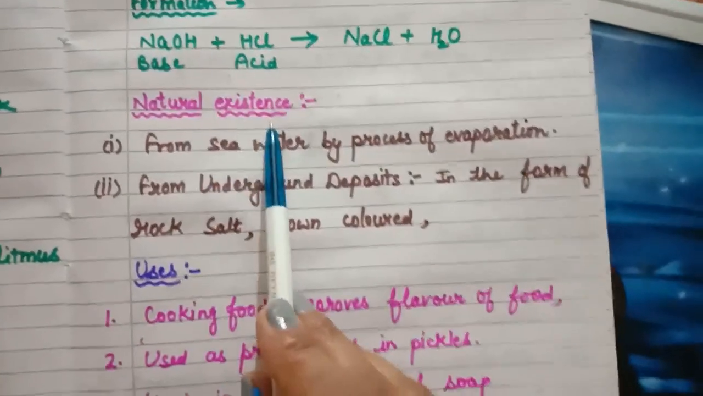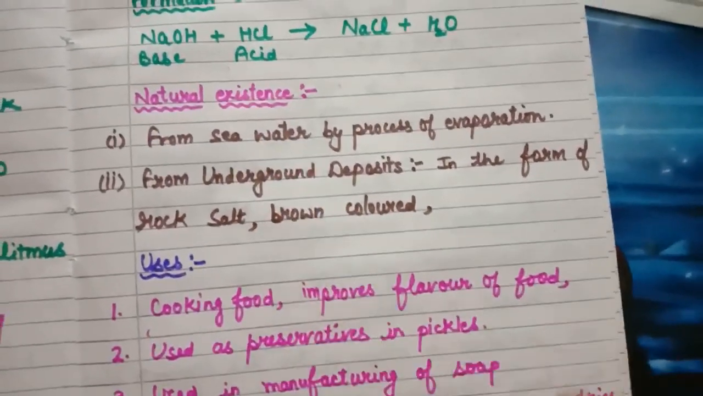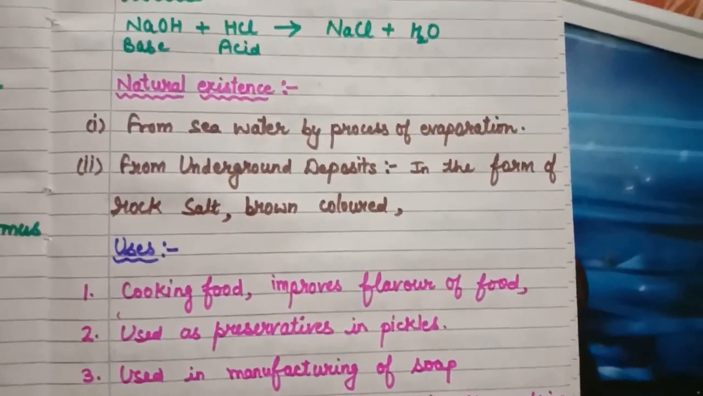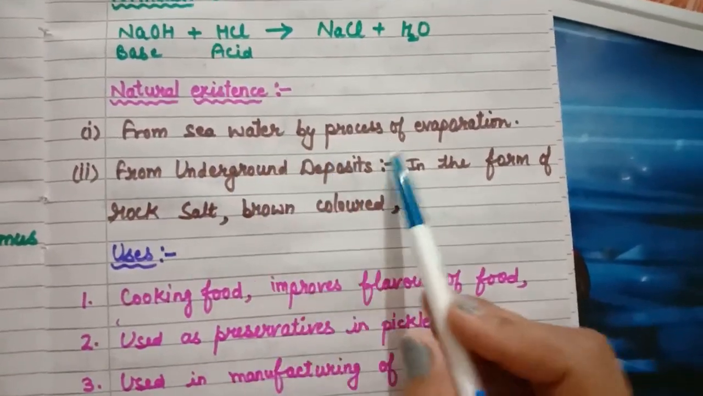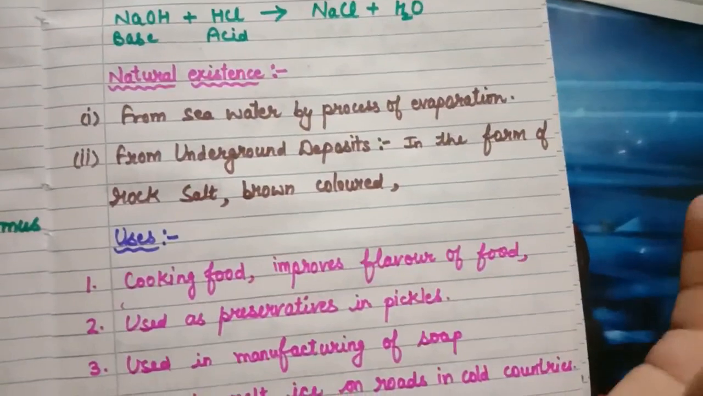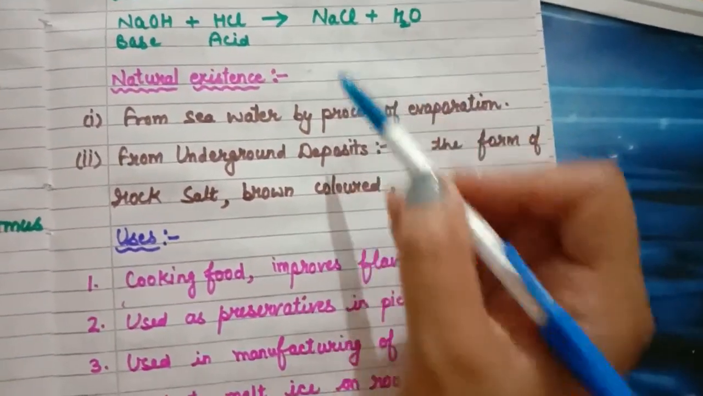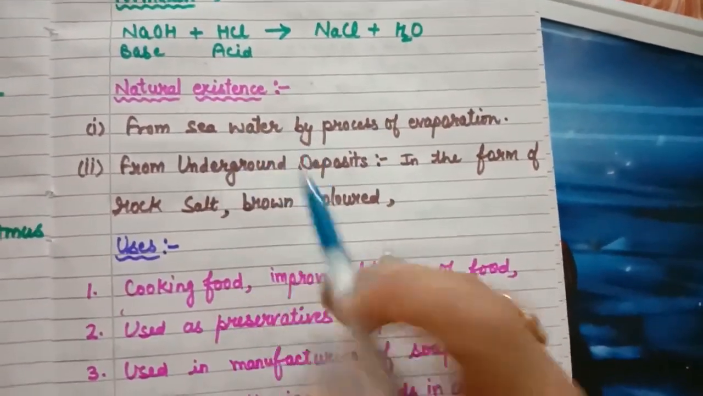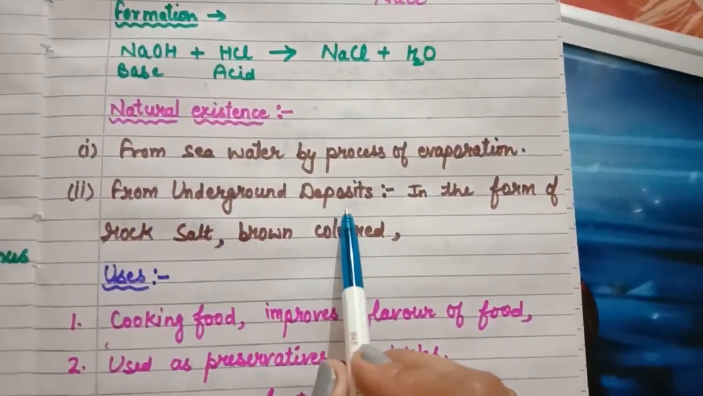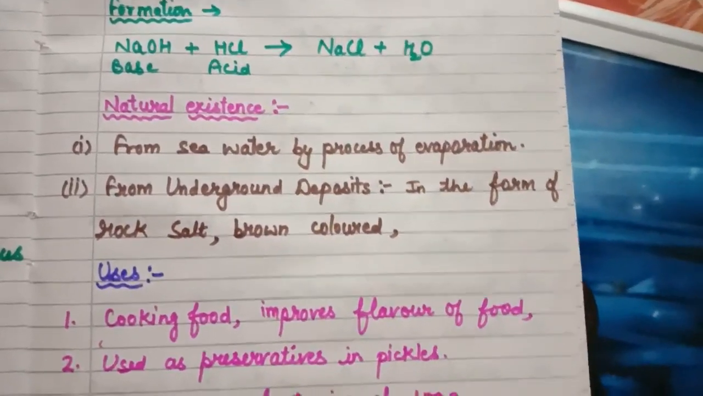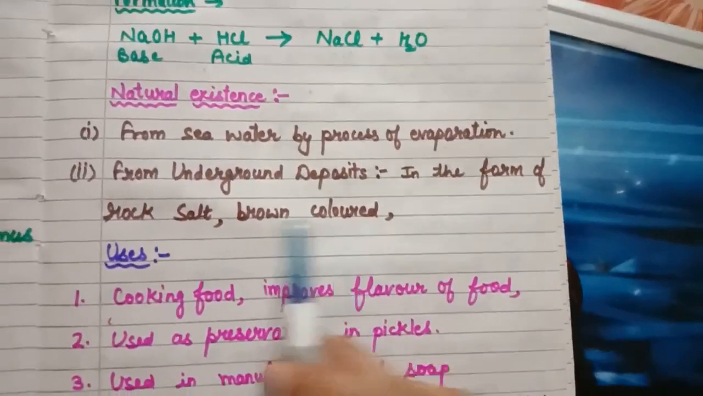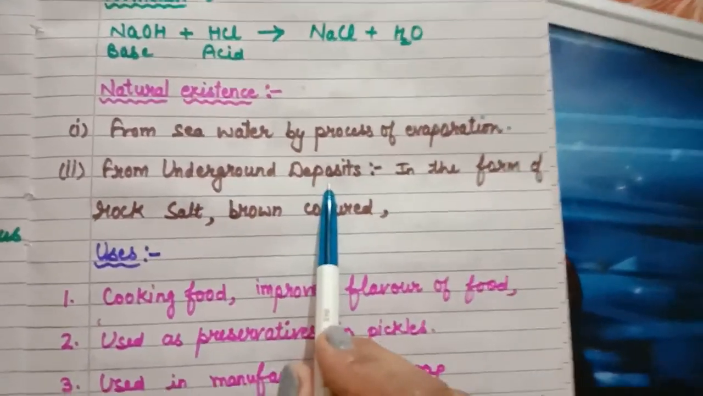So this is the common salt. Its natural existence means how it is obtained from nature. These are of two types. First is from seawater by the process of evaporation. As we know, seawater is highly rich in salt, so that salt can be extracted by the process of evaporation. Second is from underground deposits, from the bottom of the earth. It is in the form of rock salt, brown in color, that is kala namak, which is also extracted from underground deposits.